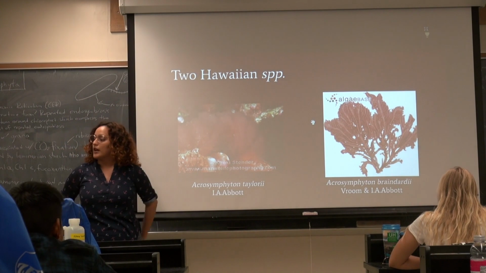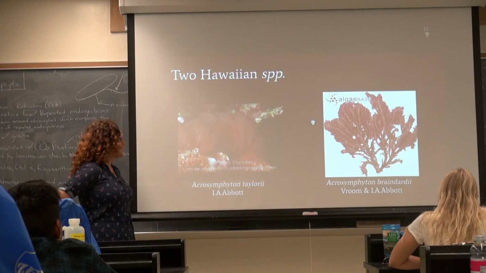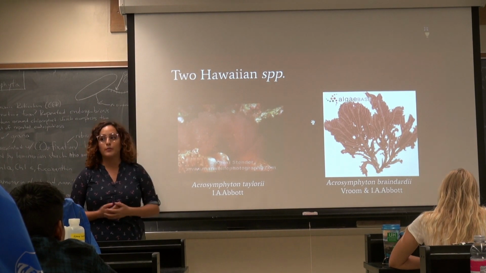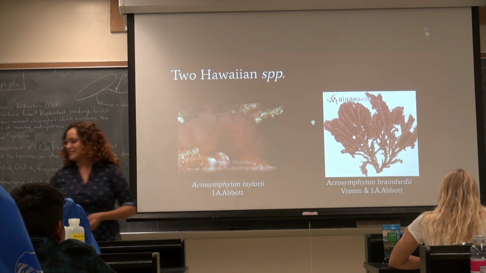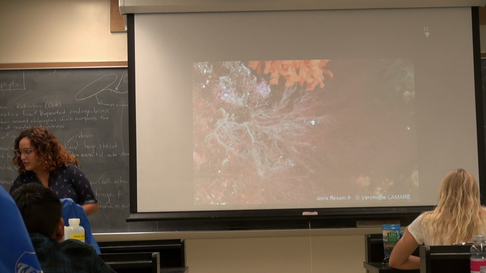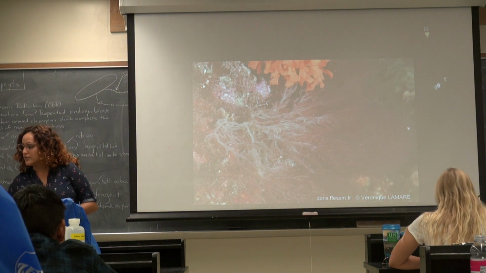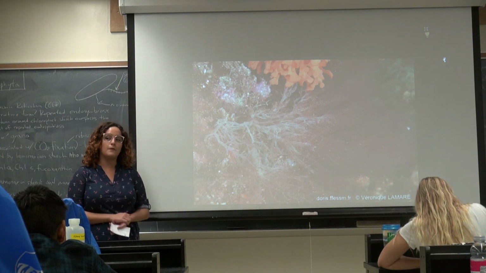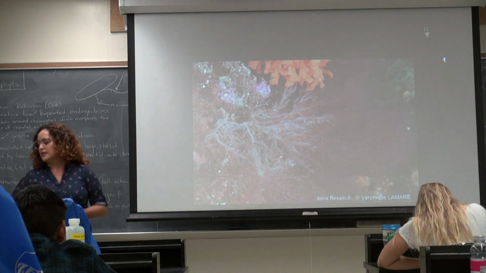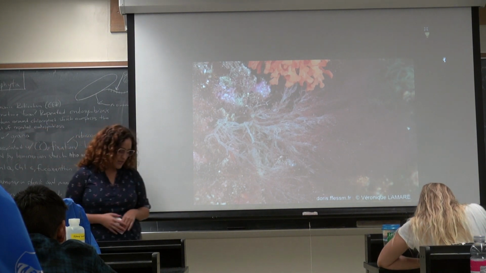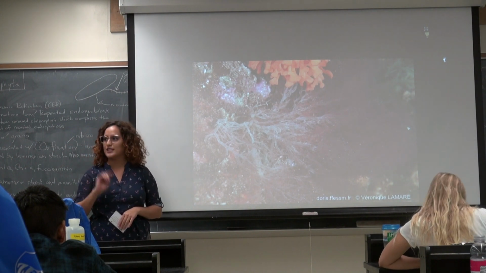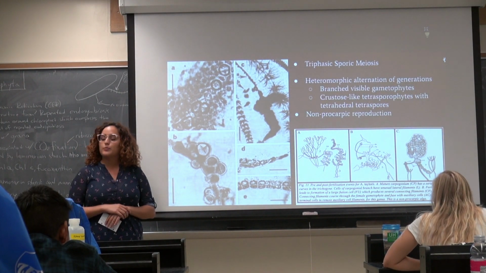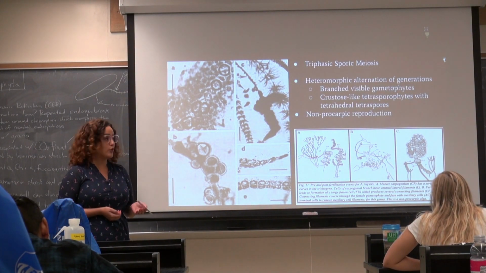2 of the species are actually Hawaiian endemics, which is the Acrosymphyton taylori and the Acrosymphyton brandardi, both of which were discovered by the very renowned Dr. Abbott. The one that I will be focusing on today is this one, which is the Acrosymphyton purpuriferum. This was the first Acrosymphyton found in 1842, and then it was reclassified in 1926. Now, its basic reproductive cycle would be the triphasic sporic meiosis.